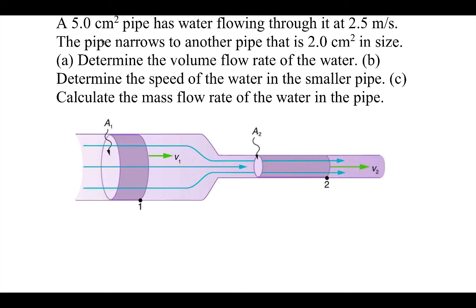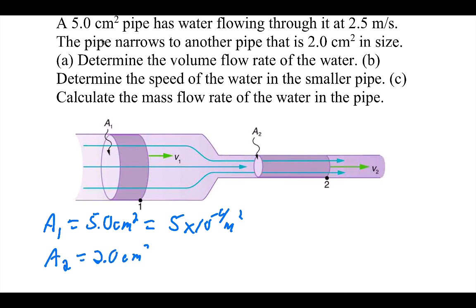Okay, so first of all, a couple of quick things we need to do. We want to look at these areas. Now, 5 square centimeters, ideally what we want to do is to, of course, convert that into square meters, so we're in standard units. So that's an area of 5 times 10 to the minus 4 square meters, which means the second area, 2 square centimeters, would be 2 times 10 to the minus 4 square meters. The velocity at location 1 is 2.5 meters per second.